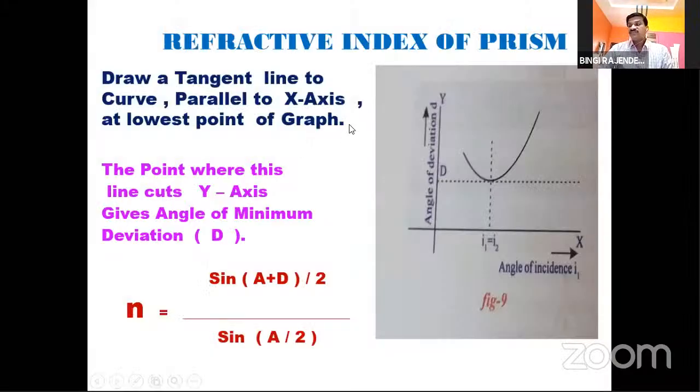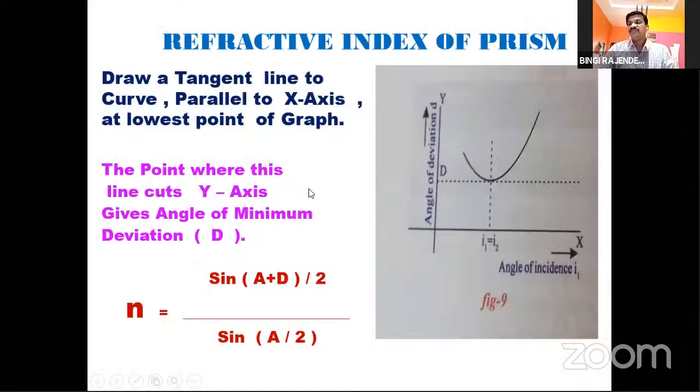What are the materials we will take here? First of all, one prism and a piece of chart, scale, pencil, and after that, protractor. And what is the aim of this experiment? Finding the refractive index of the prism. And what is the principle of this refractive index? n is equal to sine of (A plus D) by 2 divided by sine of A by 2.